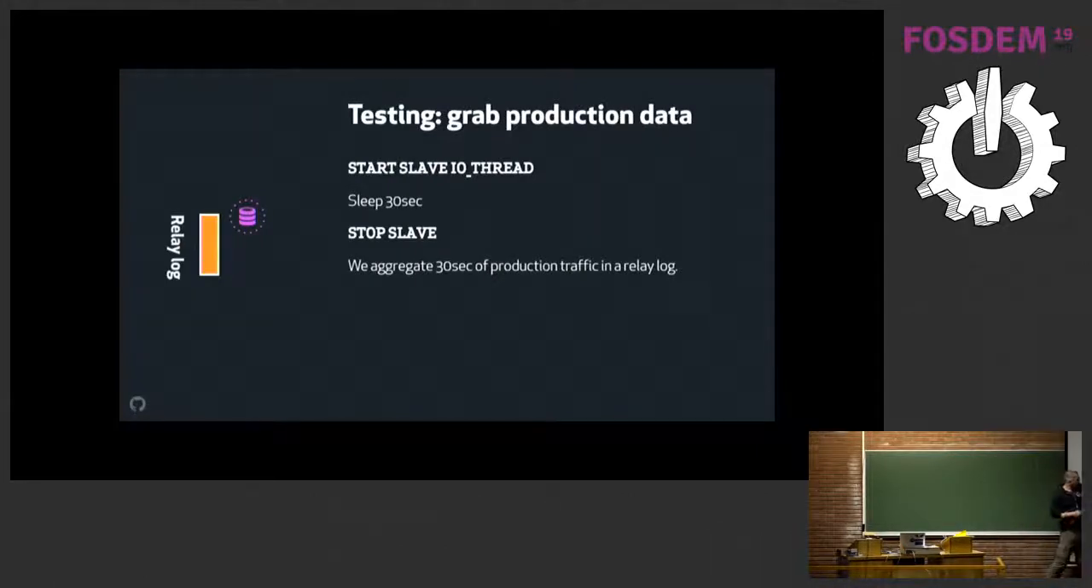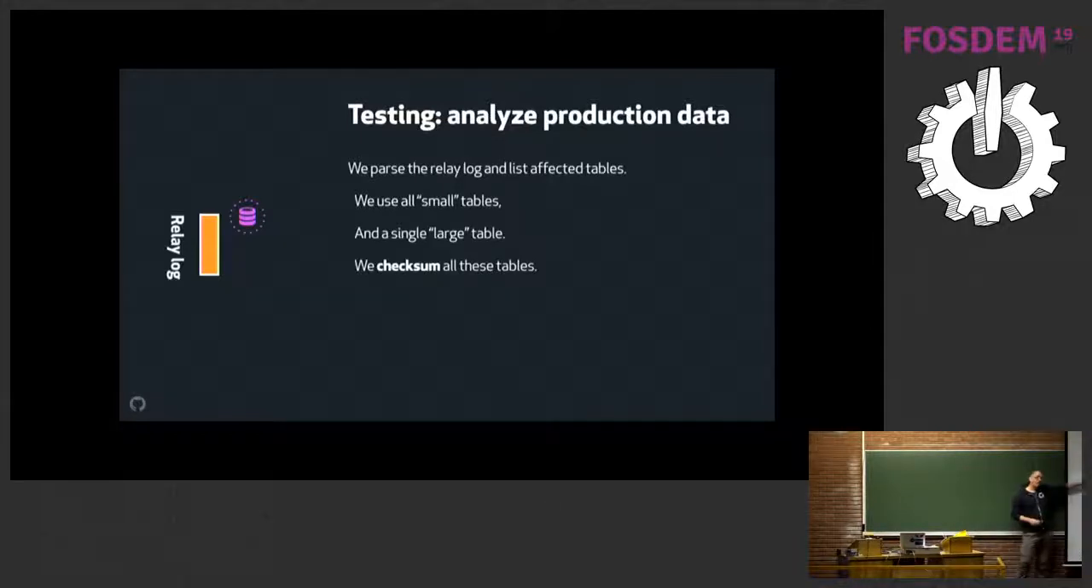We grab 30 seconds worth of replication from the master, from production. But we don't apply it. We just run the IO thread, not the SQL thread. Now our relay logs are full with real, actual production, 30 seconds' worth of data. The next thing we do is parse these relay logs and figure out what tables are actually being affected in these 30 seconds. These are not all of GitHub's tables. We can reduce the problem, because we don't need to check tables that aren't being affected right now. And so we analyze the tables.